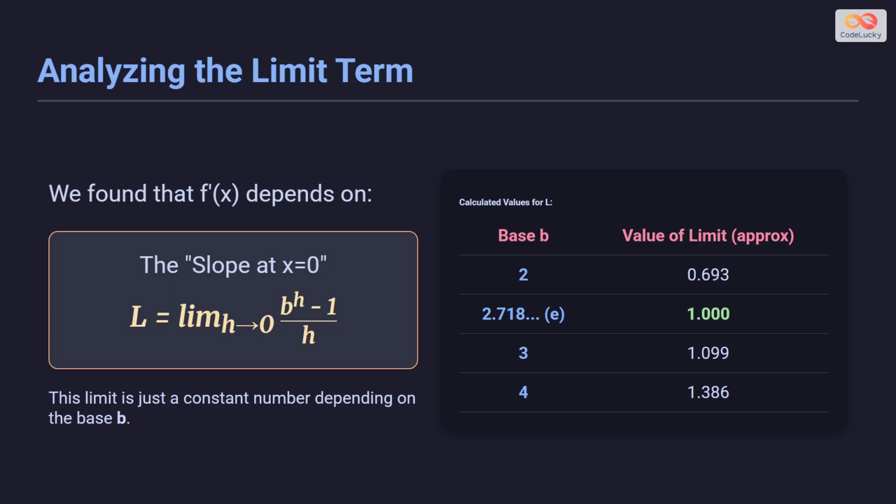Now we are left with b to the x times a mysterious limit term. This limit, b to the h minus 1 divided by h as h goes to 0, is just a constant number. But its value changes depending on the base b. If the base is 2, the limit is about 0.693. If the base is 3, it is about 1.099. It seems there must be a perfect base where this limit is exactly 1.